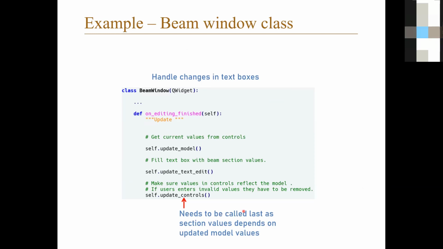So now I also have to handle what happens when you edit the text boxes here. First I update the model, so get the latest values from the controls. And then I update the text edit box to display the latest table of values that I want to have. And then I will update the controls again to display the new updated values here.